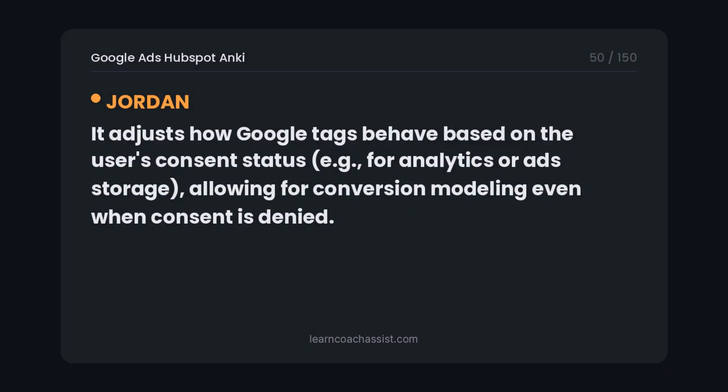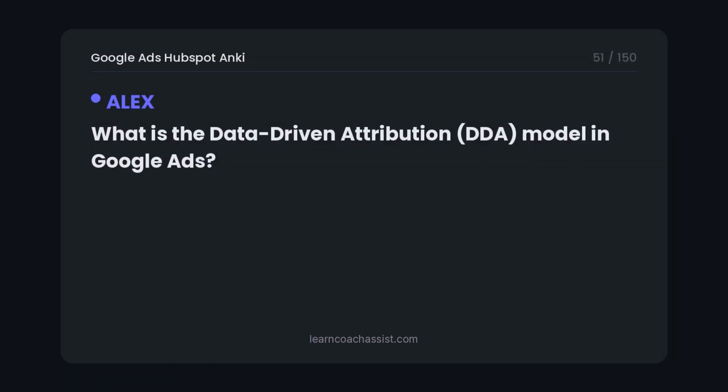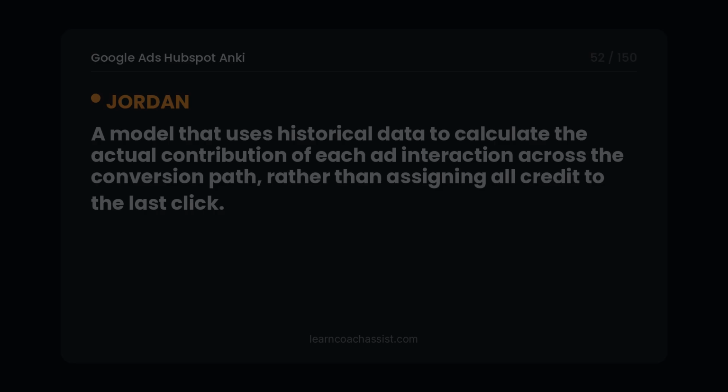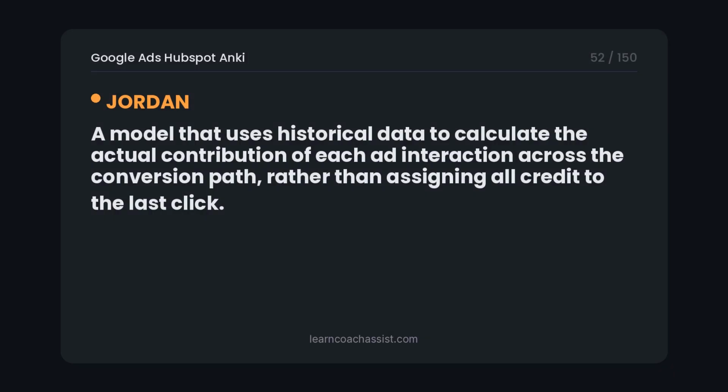It adjusts how Google tags behave based on the user's consent status, e.g., for analytics or ad storage, allowing for conversion modeling even when consent is denied. What is the data-driven attribution (DDA) model in Google Ads? A model that uses historical data to calculate the actual contribution of each ad interaction across the conversion path, rather than assigning all credit to the last click.